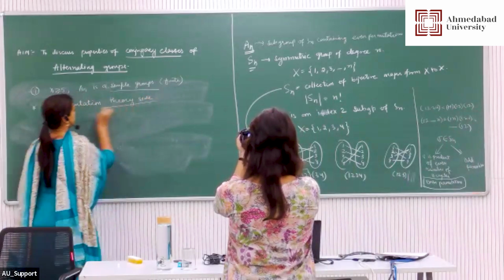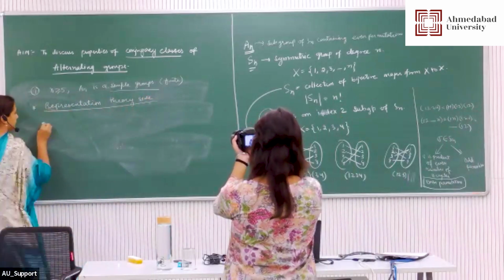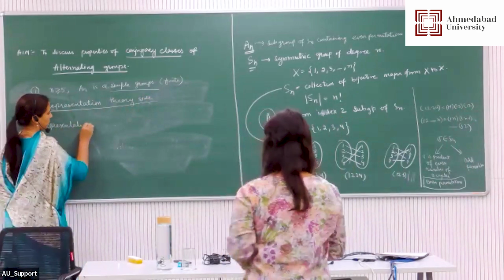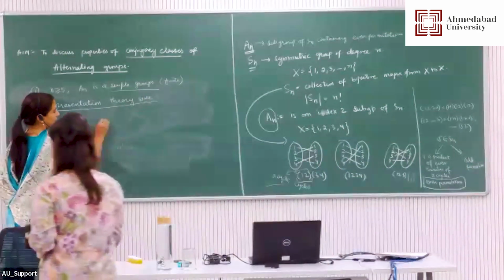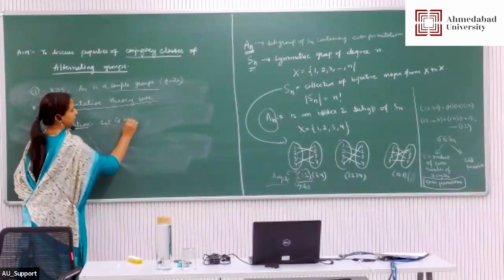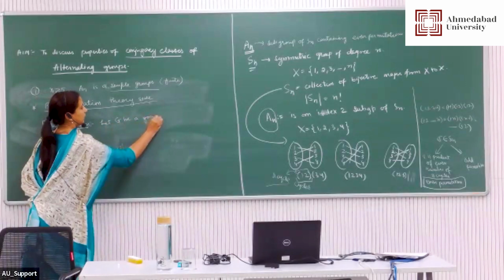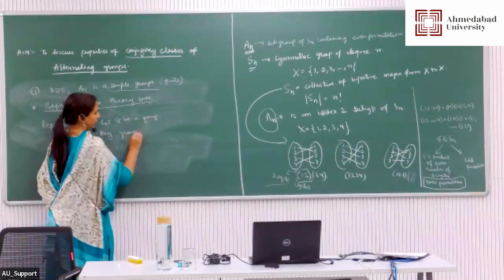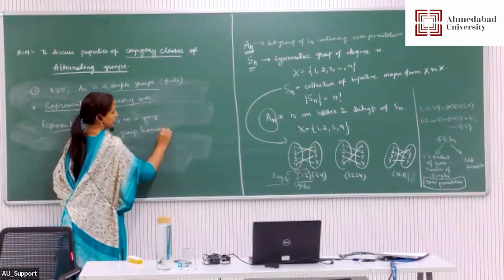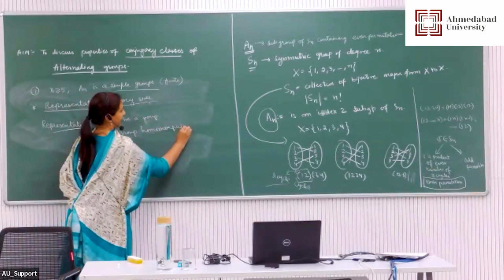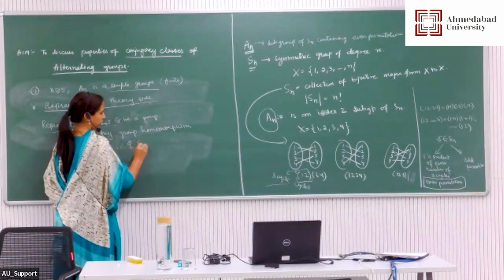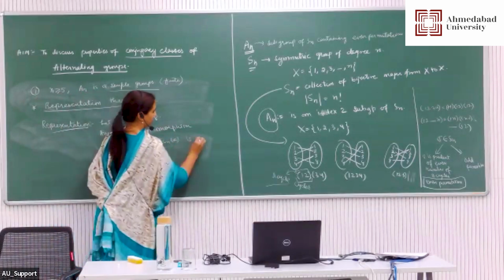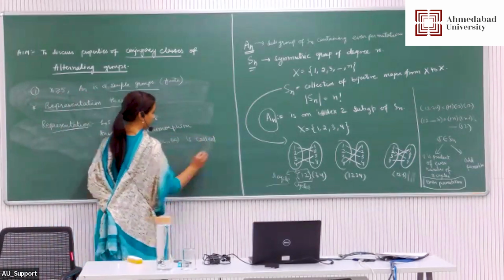So here, let me first define the meaning of representation. Let G be a group. Then any group homomorphism from G to GL_n(F) is called a representation of G.